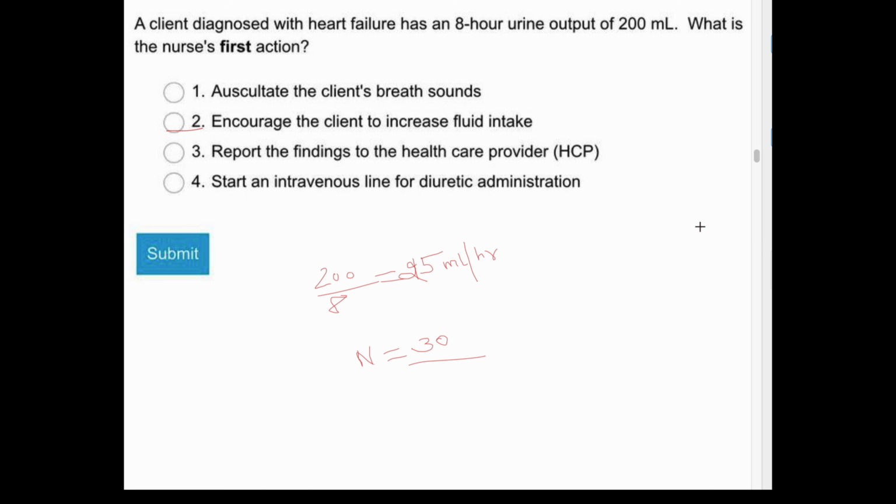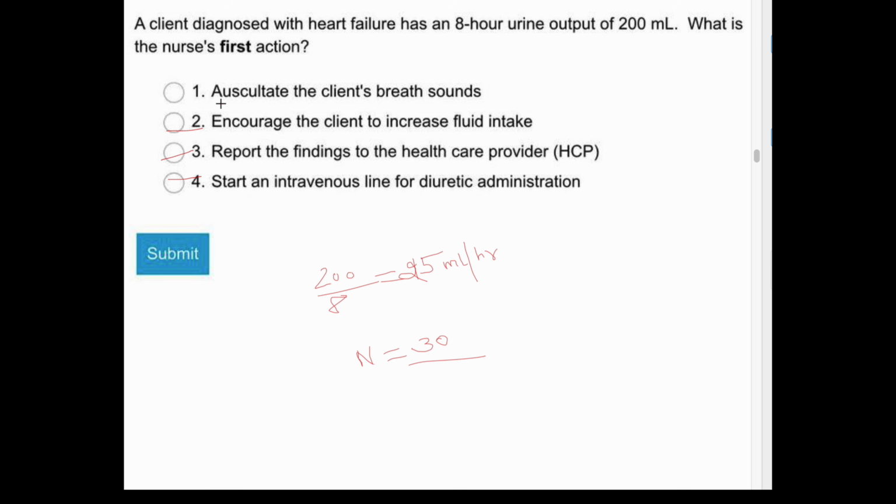If we look at choice 3, it says report the finding to the healthcare provider. Again, this may happen later, right? But before that, we have to assess the patient, right? So this is also not the right choice. So we cross out 2, 3, and 4.